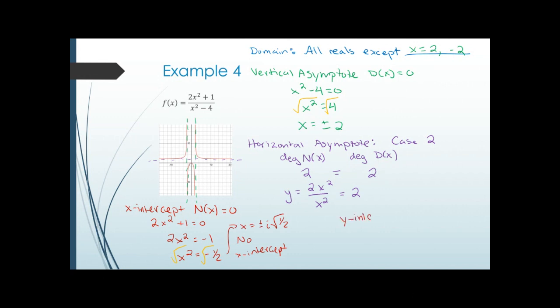Next is the y-intercept, and that's where you plug in x equals 0. So I'm going to have y equals 2 times 0 squared plus 1 over 0 squared minus 4. So 0 squared is 0, and 2 times 0 is 0, so I'm left with the 1 on the top and negative 4 in the bottom because 0 squared is 0. So our y-intercept is at negative 1/4. So we have no x-intercept, but we do have a y-intercept.